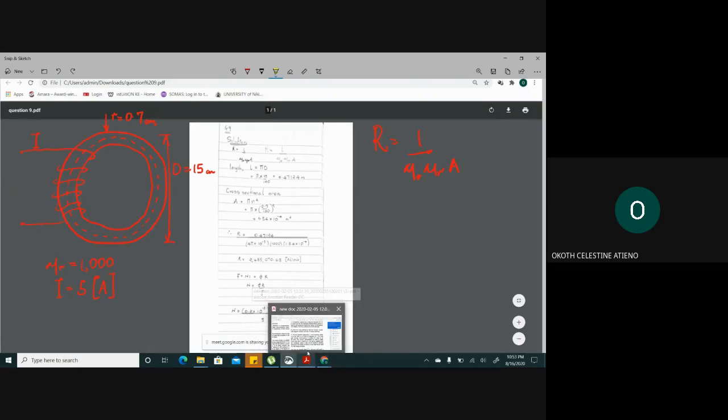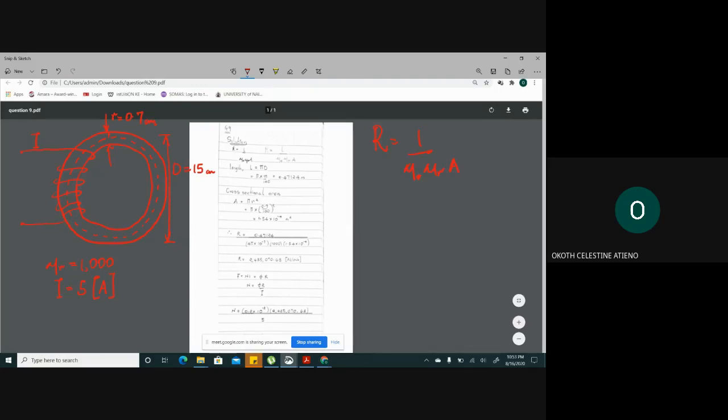So in the question, I wrote my values here. We were given that the cross-sectional radius of the toroid is 0.7. So it's like this, radius is 0.7. The diameter of the whole toroid is 15. We have relative permeability is 1000 and current is 5 amperes. So we want to calculate the number of turns that are there in this toroid.